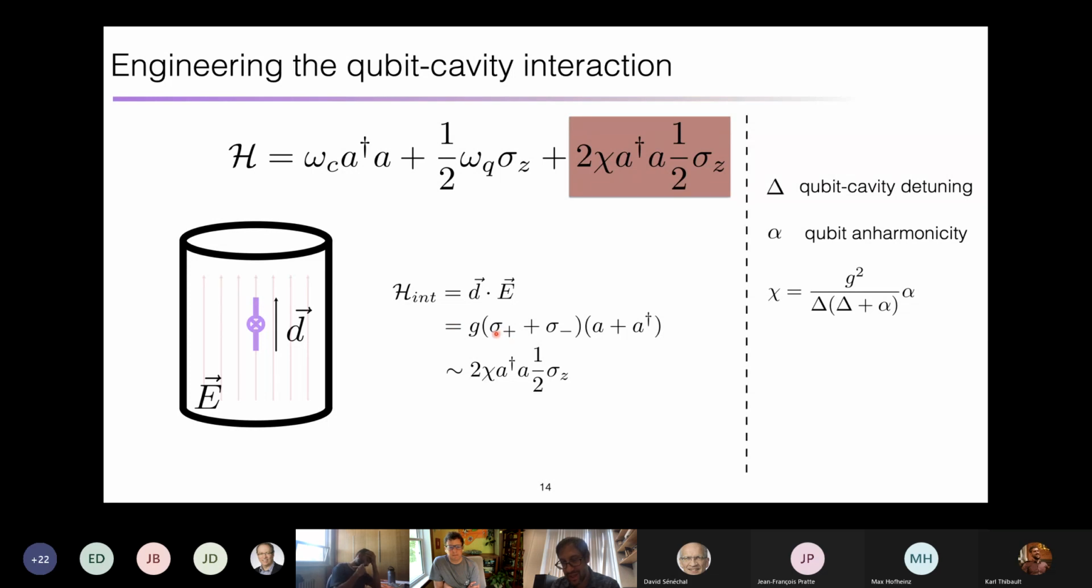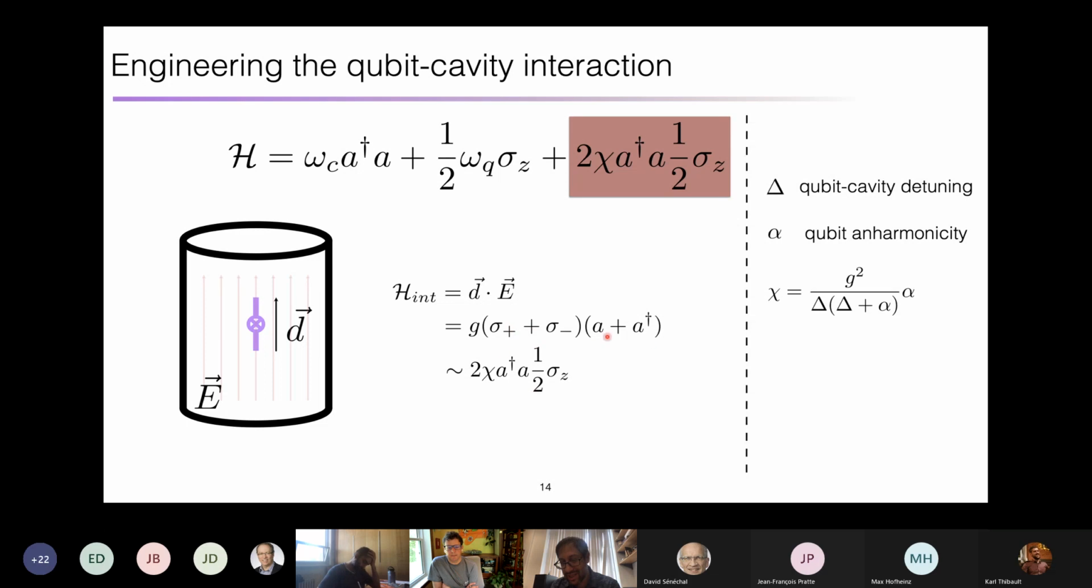And so that looks like some coupling strength times essentially the dipole moment of the qubit, which we can just write as sigma plus plus sigma minus, and then times A plus A dagger, which is the field strength of the cavity. And this is all the dimensionful couplings there. If you multiply it out, you can take a photon out of the qubit and put it into the cavity, or you can take a photon out of the cavity and put it into the qubit.